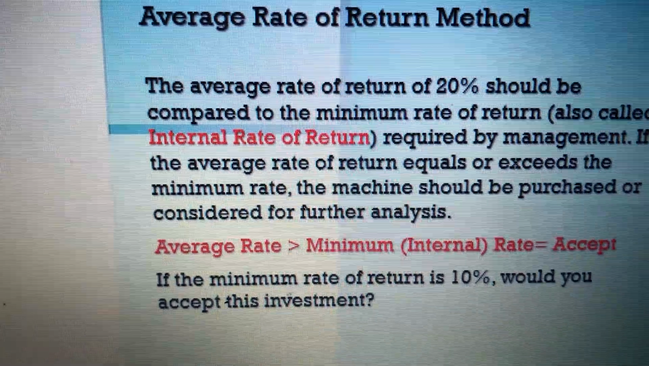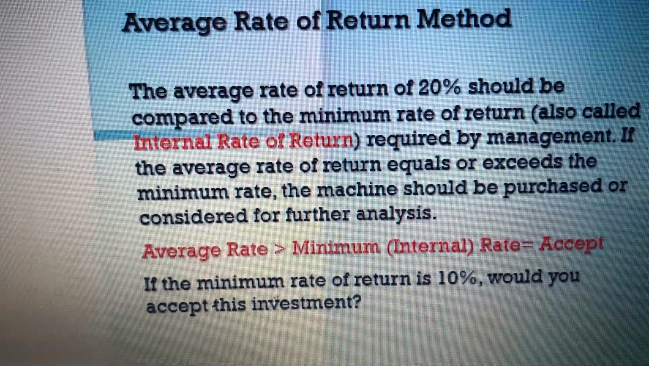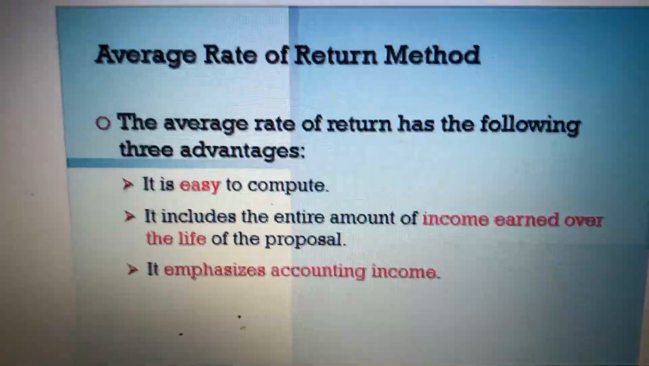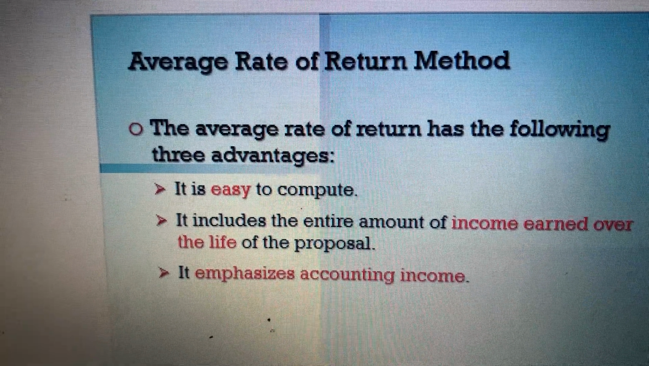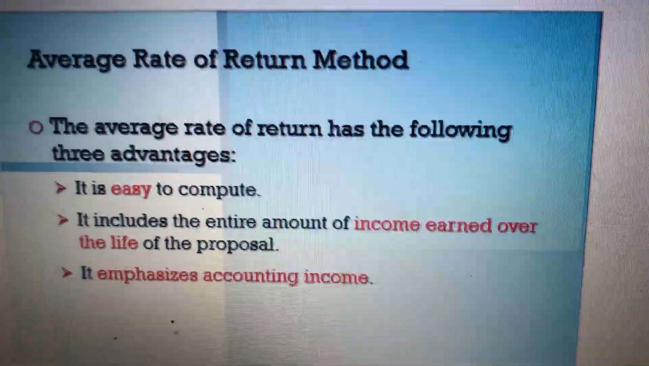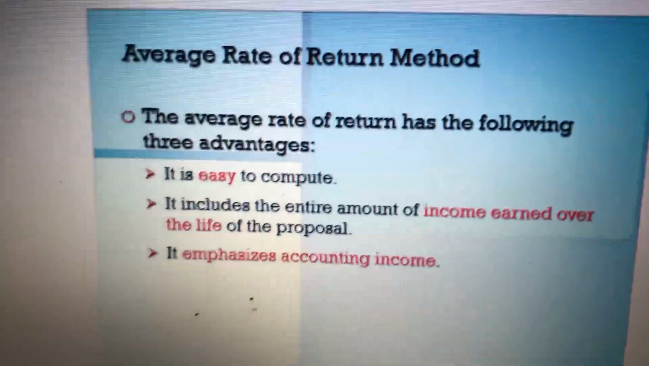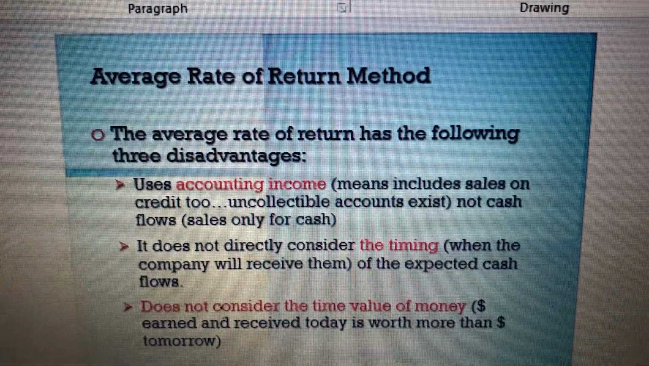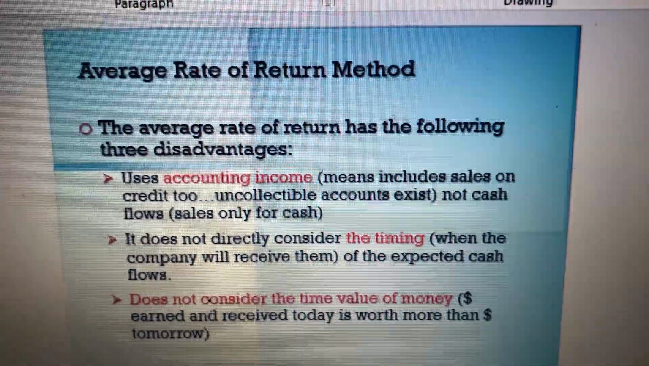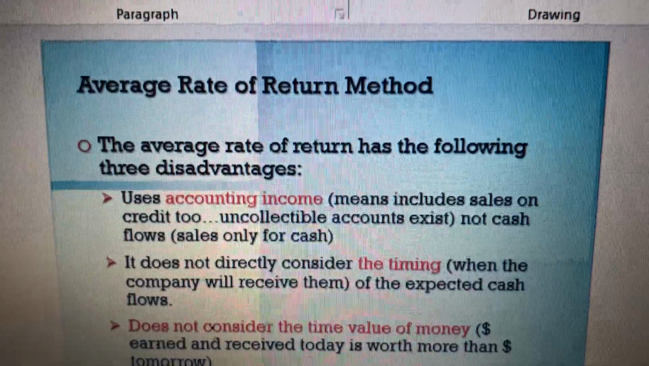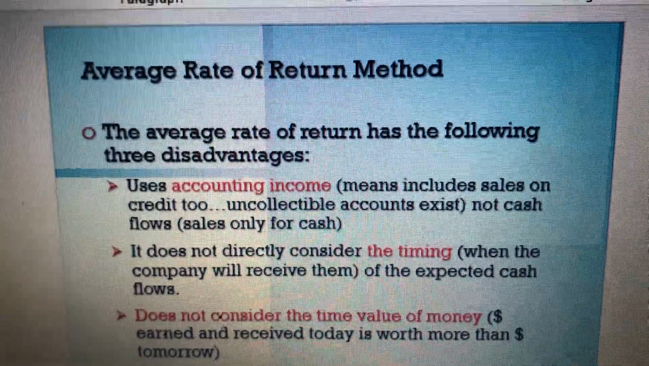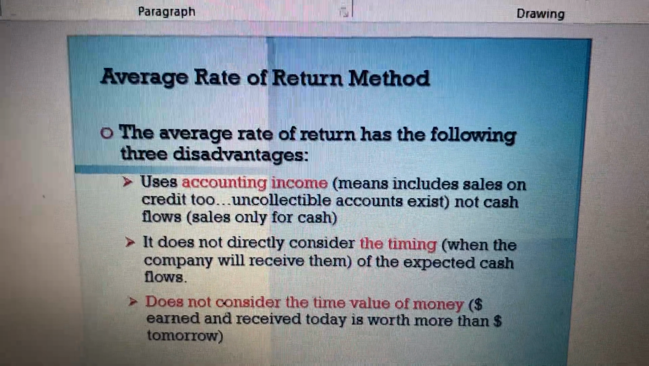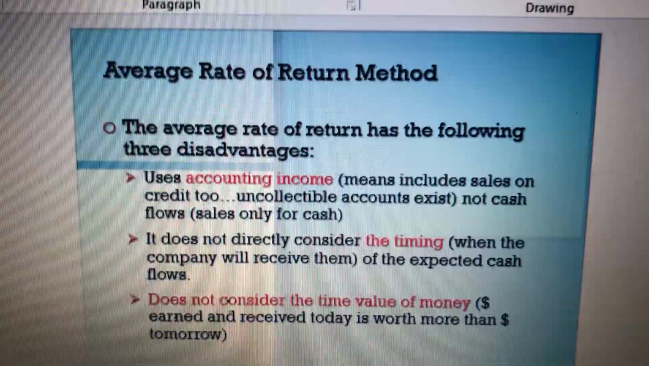Tells you just what I told you about how you make a decision here. Let's look at some advantages and disadvantages. This is easy. It looks at income earned over the entire life of the proposal or the piece of equipment, and it emphasizes your accounting income. The disadvantages, using accounting income is not always the best, okay, because it also includes credit sales. Sometimes you just want to refer to cash sales because you don't know if you're going to collect your credit sales. So accounting income can be an advantage and a disadvantage here.